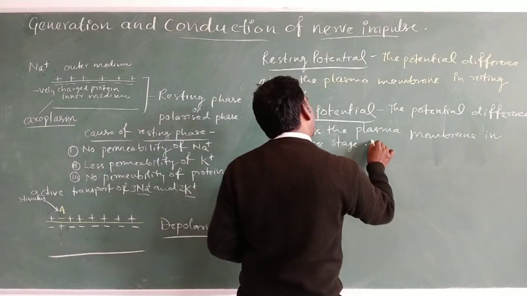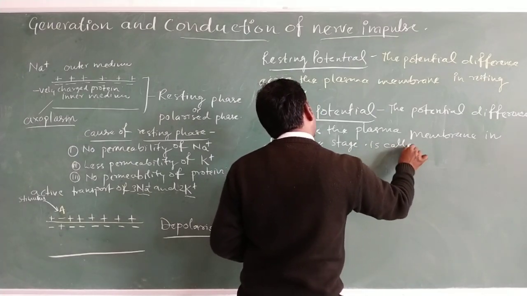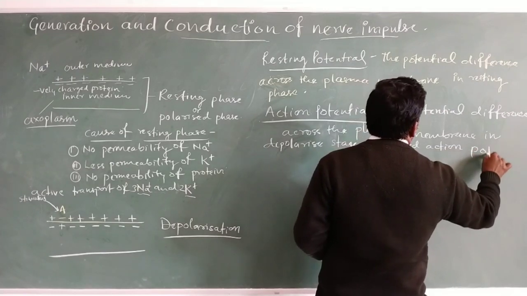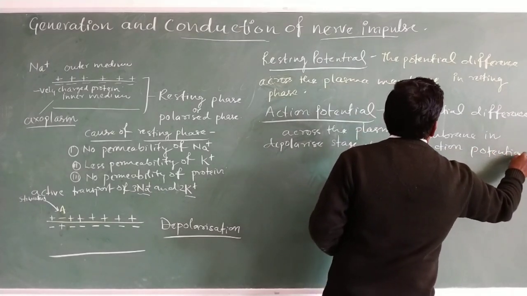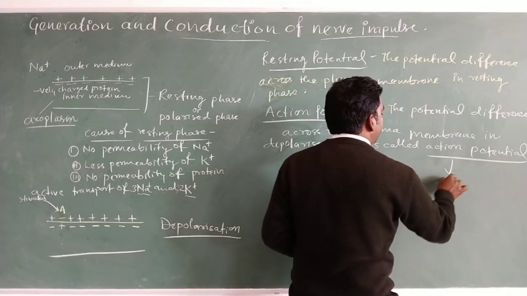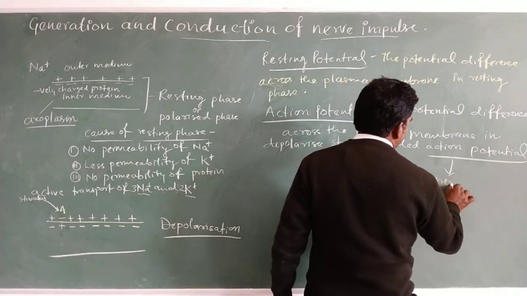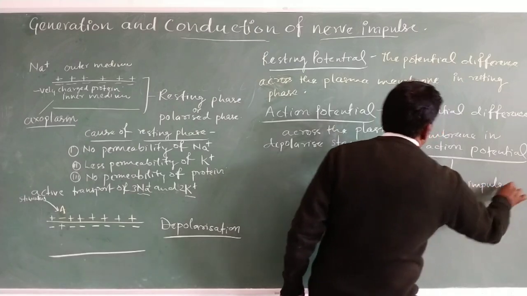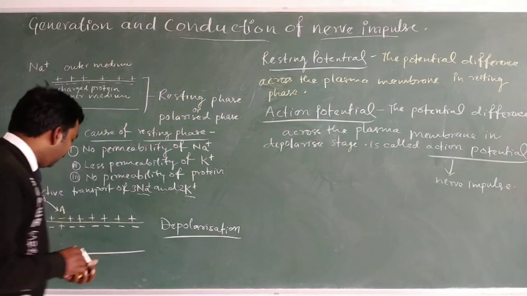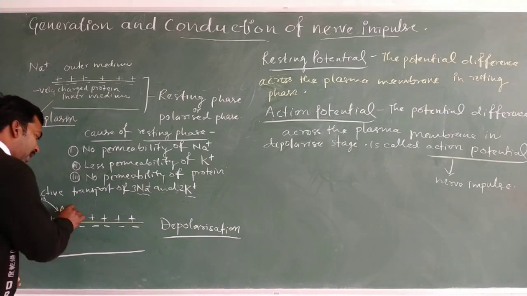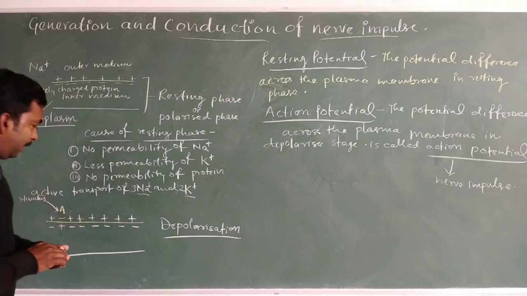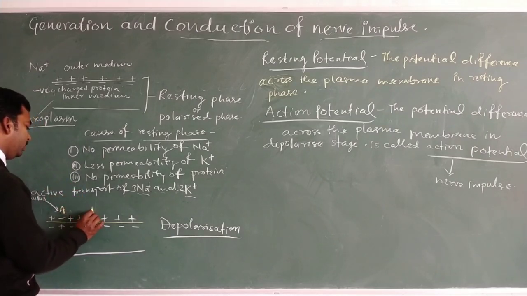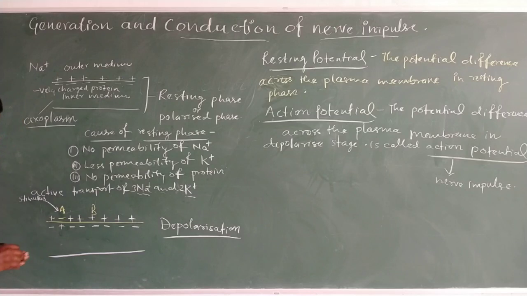So it is called action potential, and this action potential is actually the nerve impulse. That nerve impulse now travels across the plasma membrane. So how does the traveling of the impulse take place across the plasma membrane? Suppose this is the point B.